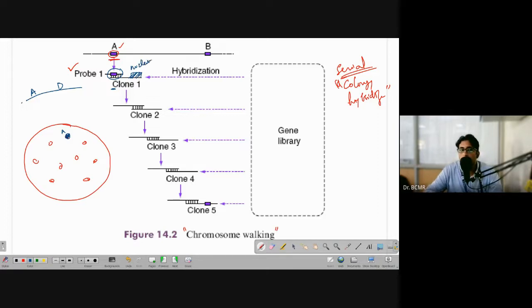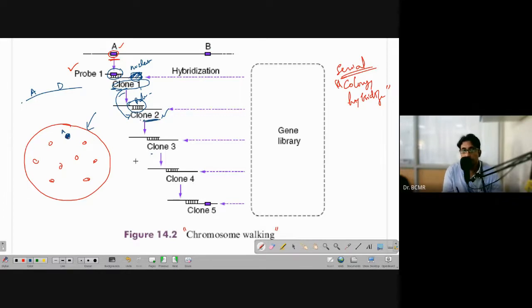If I know the nucleotide sequence of this region, I can design a new probe, right? And then I can use the whole clone itself, the fragment, as a probe and figure out which other clone shares some parts of the gene or genome. And here we will find the next clone. Now you can take clone 2, use it as a probe, and figure out which of these colonies share sequences similar to clone 2, right?